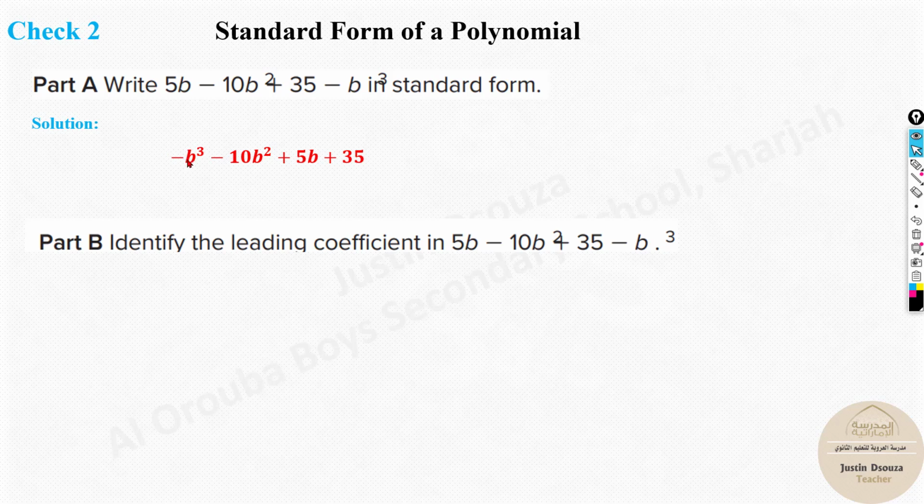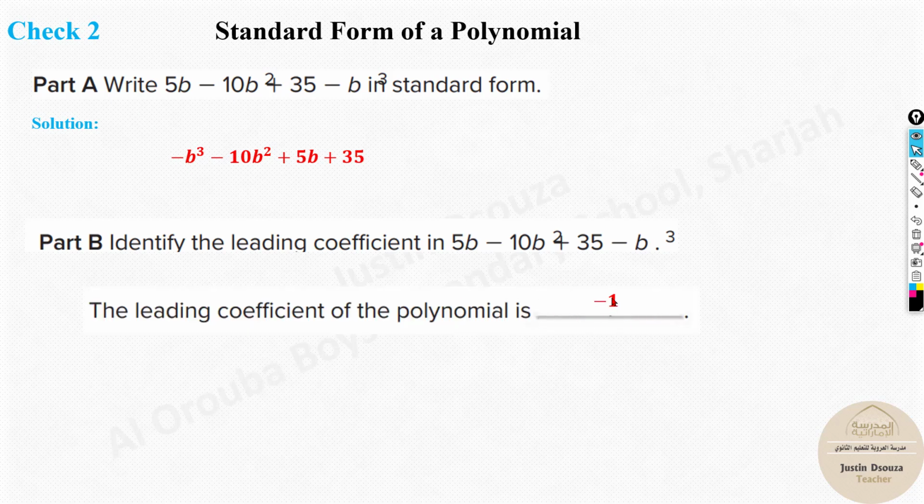And then you need to identify the leading coefficient. The leading coefficient is whichever is the highest degree, what's behind it. There is nothing there, but that is the leading coefficient. If there's nothing, it means it's 1. But it's not just 1, it's negative 1. There's a minus sign as well. So you must write minus 1. This is the answer.